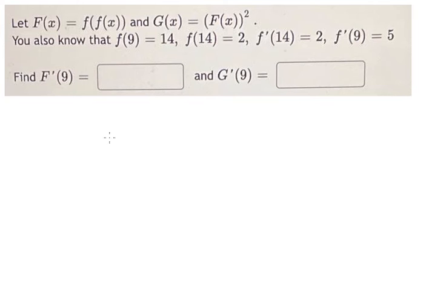Hello everybody. So today I want to talk about calculus. The topic today is about application of derivative. So now I want to show you how to answer. So we want to find this one and this one. Now we have this equation in here.